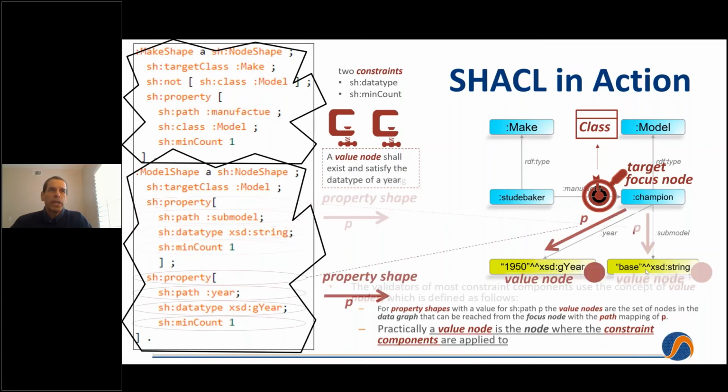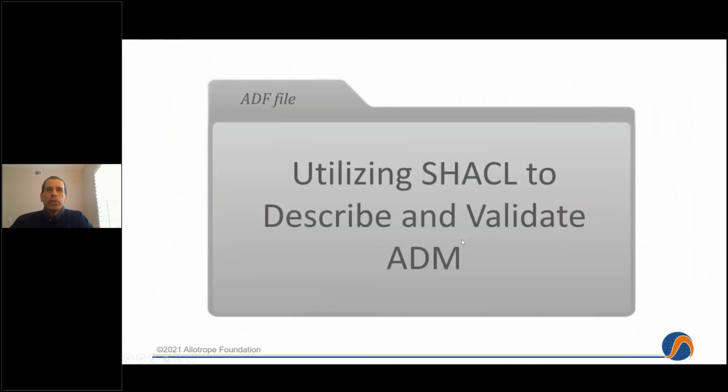And let's go to the next property shape. Again, the focus node is champion for the bottom shape, and the path is year. We see that the value node is 1950, and the data type is year, which translates to: the value node shall exist, 1950, and satisfy the data type year. So now that we are experts on a daily life use case, we can utilize SHACL to describe and validate ADMs, Allotrope Data Models.